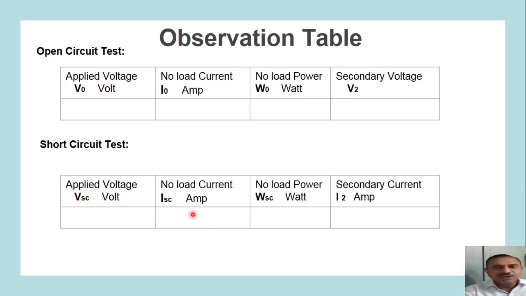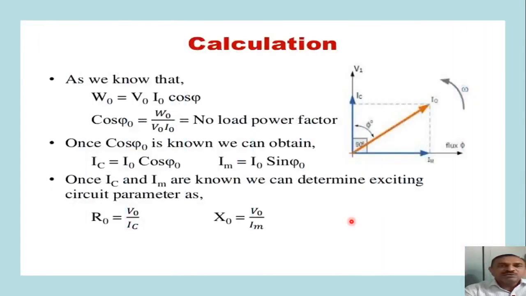The rated current value should be put in the second column. The wattmeter reading should be put here only after multiplying the required multiplying factor with the reading, and the secondary current I2 as noted by the ammeter on the LV side will be put here. Once these readings are put up, then we can proceed to the calculation.